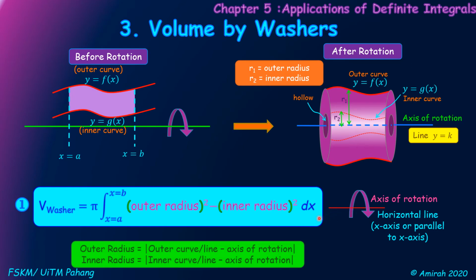Outer radius means the outer curve minus the axis of rotation, the distance between the outer curve and the axis of rotation. Inner radius equals the inner curve minus the axis of rotation.